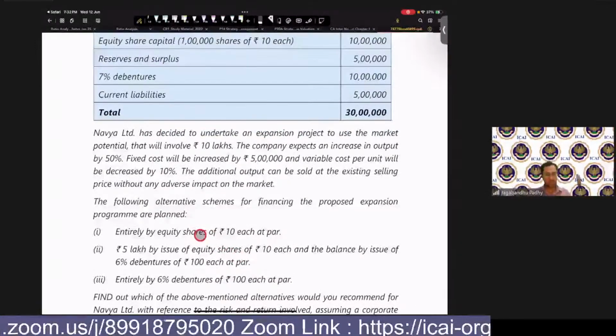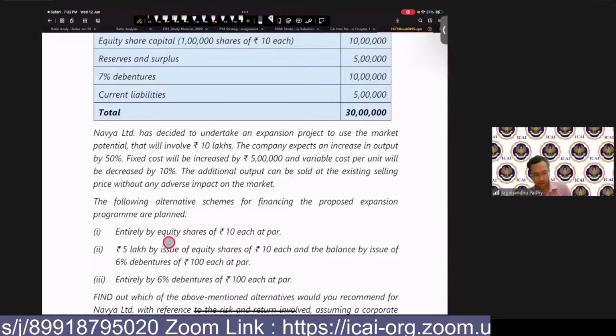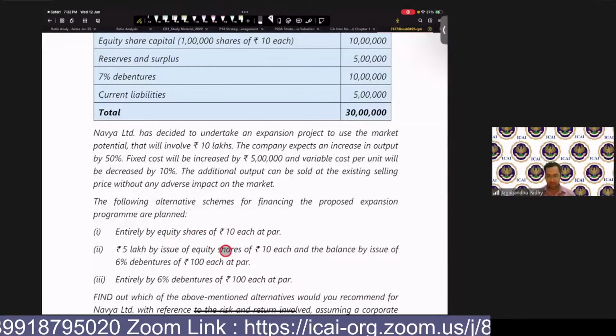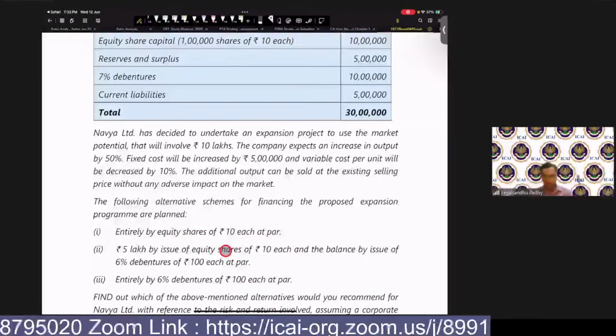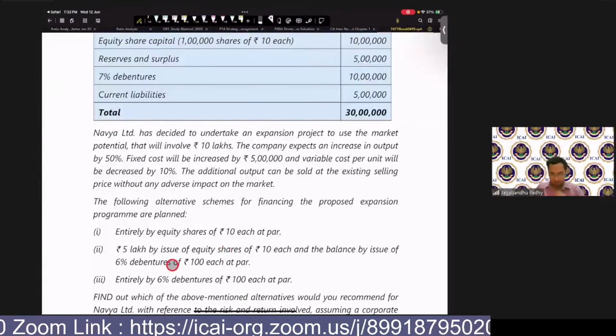One is raising the entire money by way of equity shares. Second is 5 lakh by issue of equity shares of 10 each, and the balance by issue of 6% debentures of 100 each.